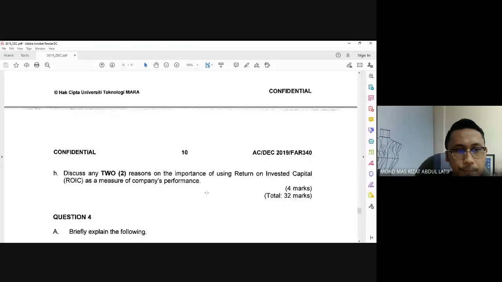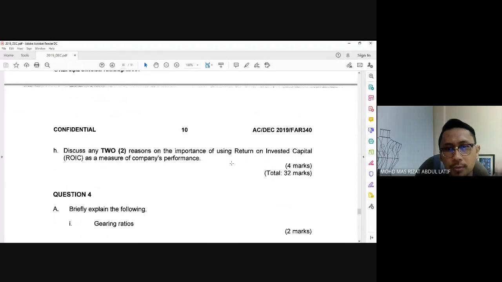Okay. Next, discuss 2 reasons for the importance of ROI as a measure of company's performance. Yang ni tadilah. The importance of ROIC tadi. Ada 3 tadi kan. Measure managerial effectiveness, measure profitability, you can refer to page 462. Measure managerial effectiveness, measure profitability, and measure planning and control. So dia nak 2 saja, dia ada 3 kan, so you bagi 2 saja, so discuss about it.